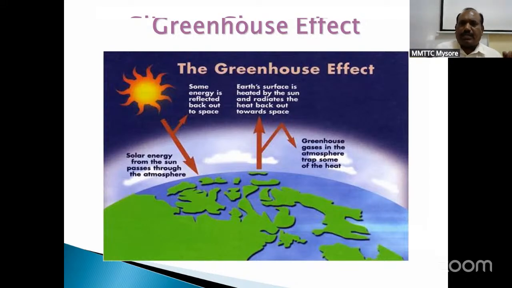Some energy is reflected back, and Earth's surface is heated by the sun and radiates the heat back towards space. Greenhouse gases in the atmosphere trap some of the heat, which increases the temperature in the atmosphere. Why is this happening? Because of a number of gaseous pollutants, particulate matters, and air pollutants which absorb the heat and send it back. That is why we are facing more heat on the surface level because of this greenhouse effect.